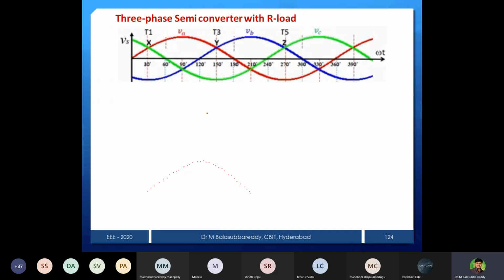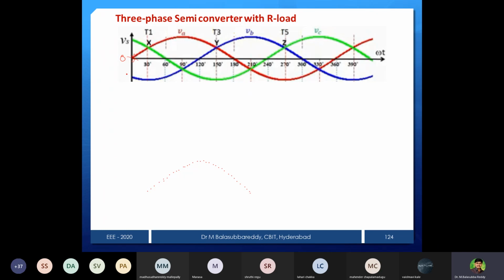So what will happen? A phase starts at this point onwards. This is omega t, the x-axis is omega t. Omega t is equal to 0. Let this be the starting point. If omega t is 0, then what will happen? A phase is not forward biased.